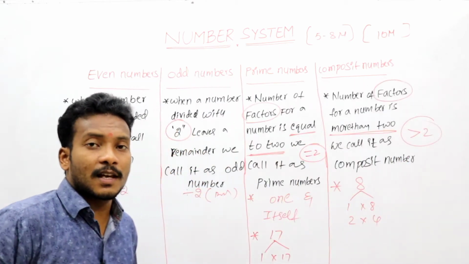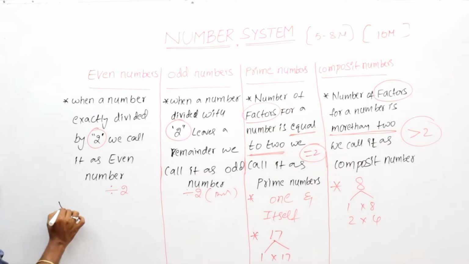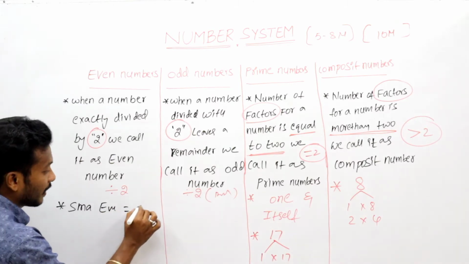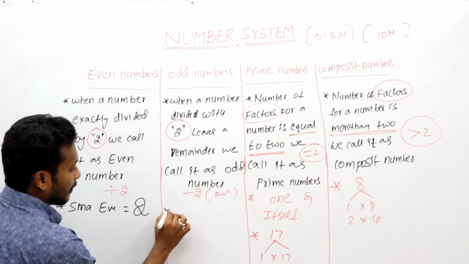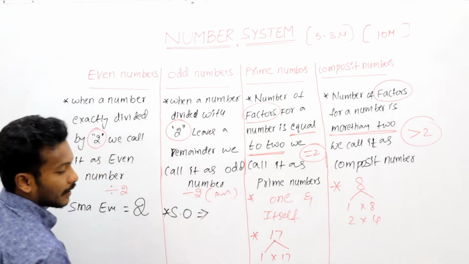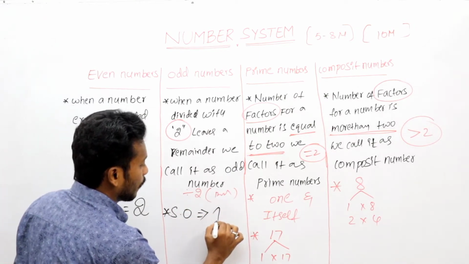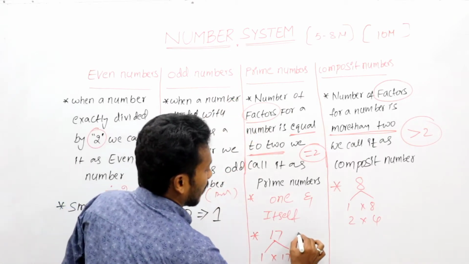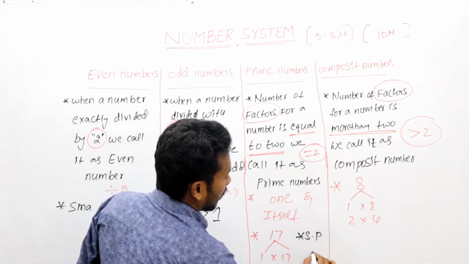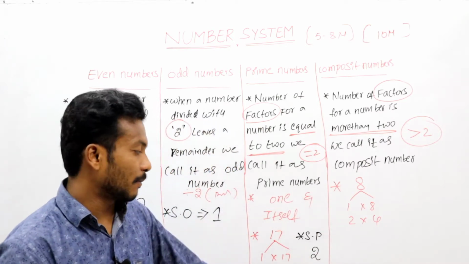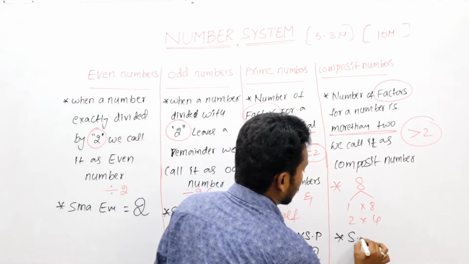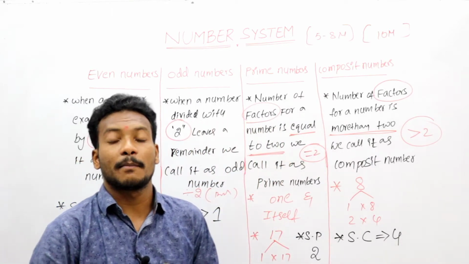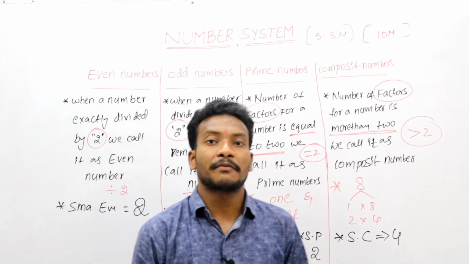Now which is the smallest even number? 2. Same way, which one is the smallest odd number? 1. The smallest odd number is 1. Prime numbers: which is the smallest prime number? That is 2. The smallest prime number is 2. Which is the smallest composite number? The smallest composite number is 4. These are all the definitions of the 4 types.